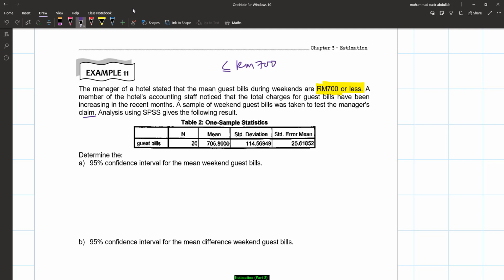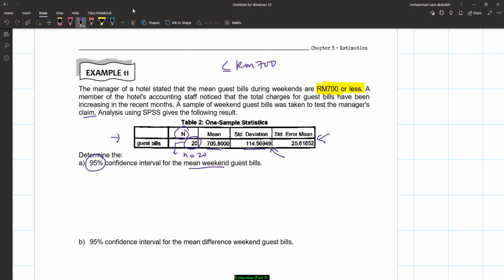So the SPSS output is given. So we have n is equal to 20, mean is 705, standard deviation is 114, and standard error of the mean is 25.61, right? So we need to calculate the 95% confidence interval for mean weekend gas bill. So we look into n is equal to 20. This is very small sample size.